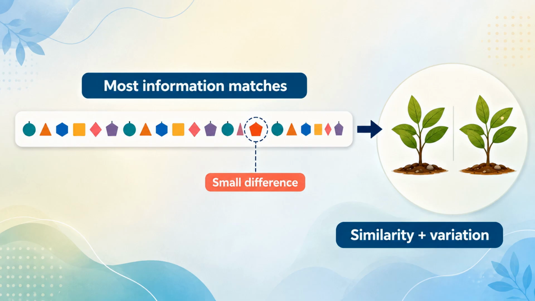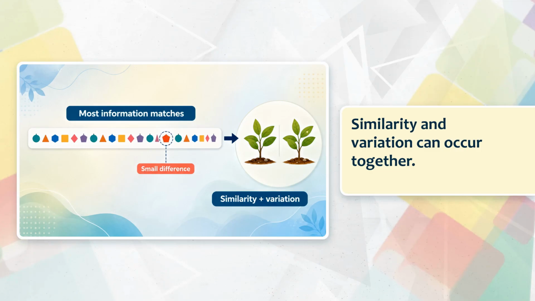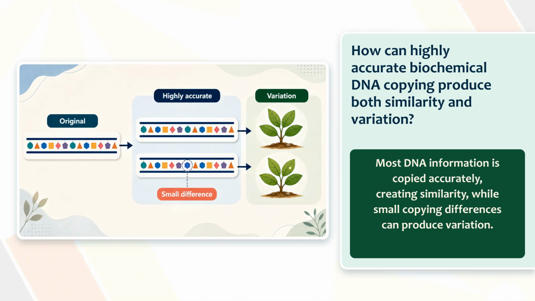Because copying is not perfectly exact, small differences can arise without removing the overall similarity between organisms of the same kind. Put the two parts together. Similarity and variation can occur together. High copying accuracy preserves the pattern, while small copying differences prevent perfect identity. Use both the matching markers and the changed marker in your explanation.